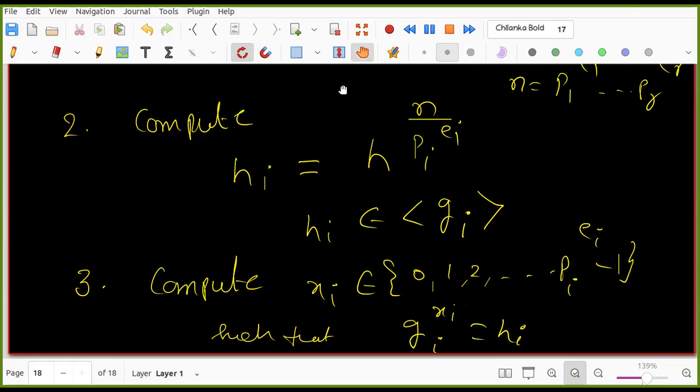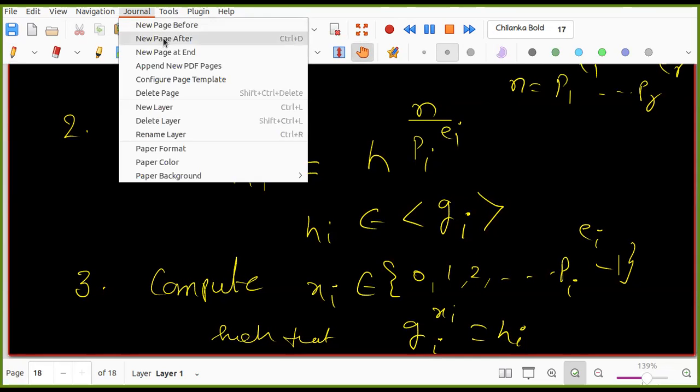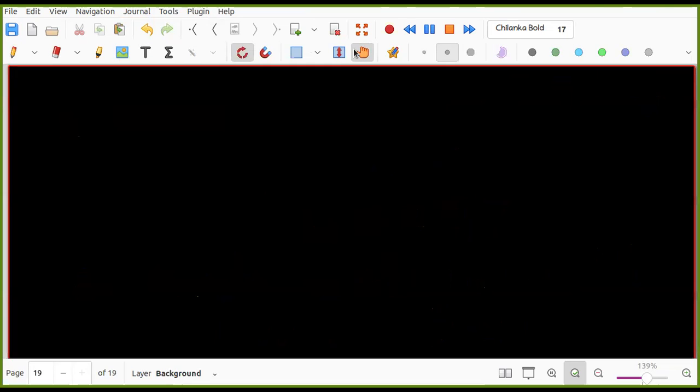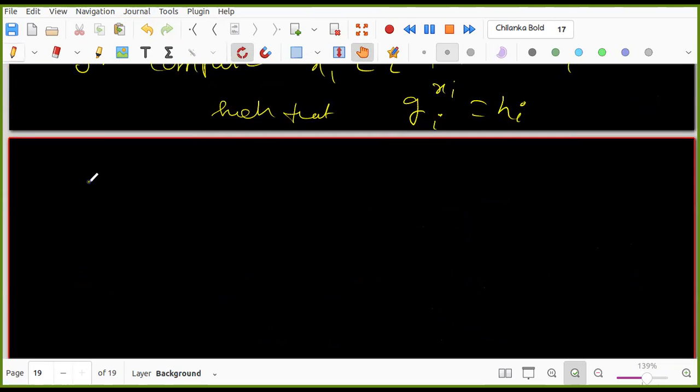Is it okay? Now what is the fourth step? That means solve the simultaneous congruences.